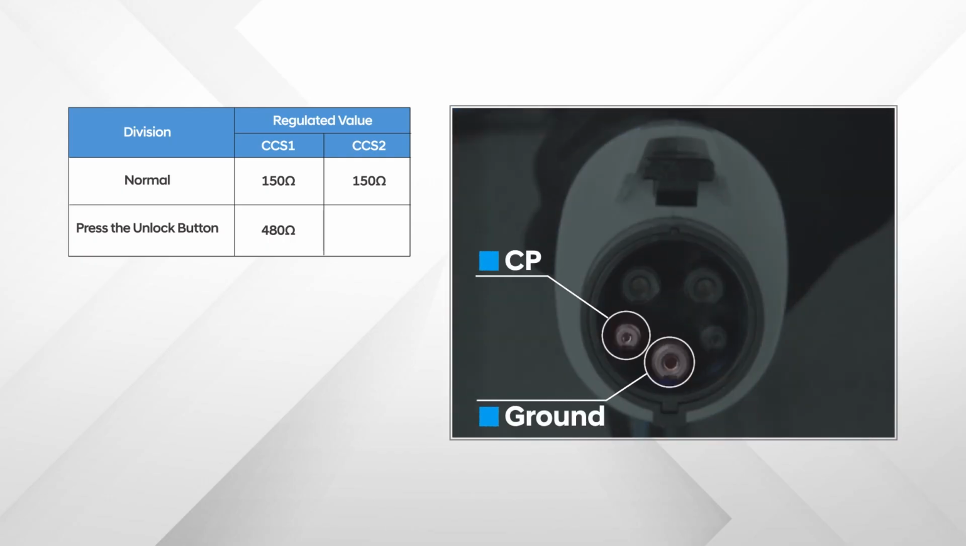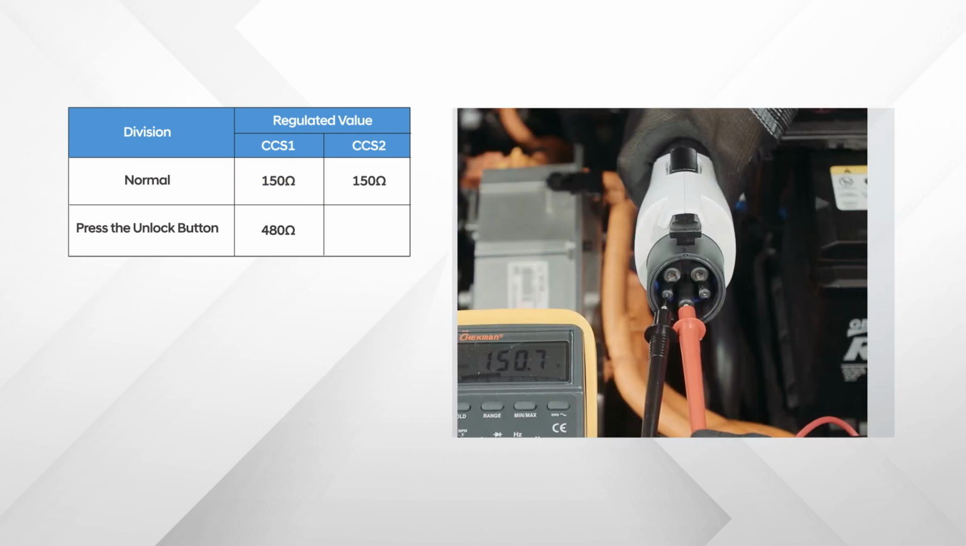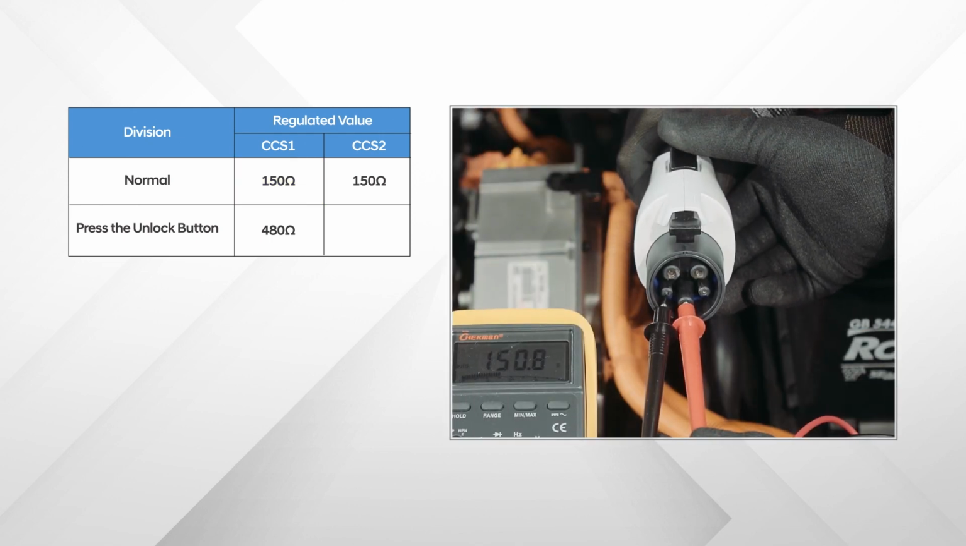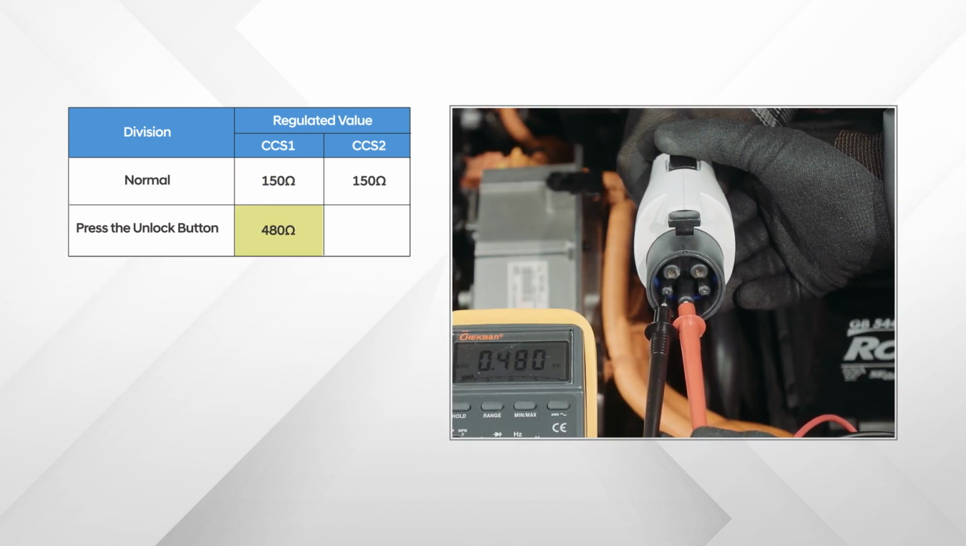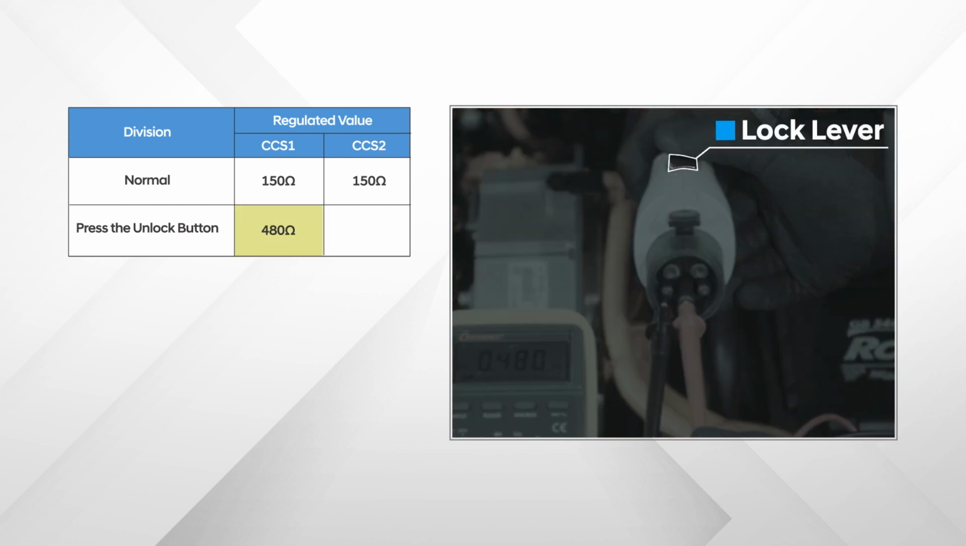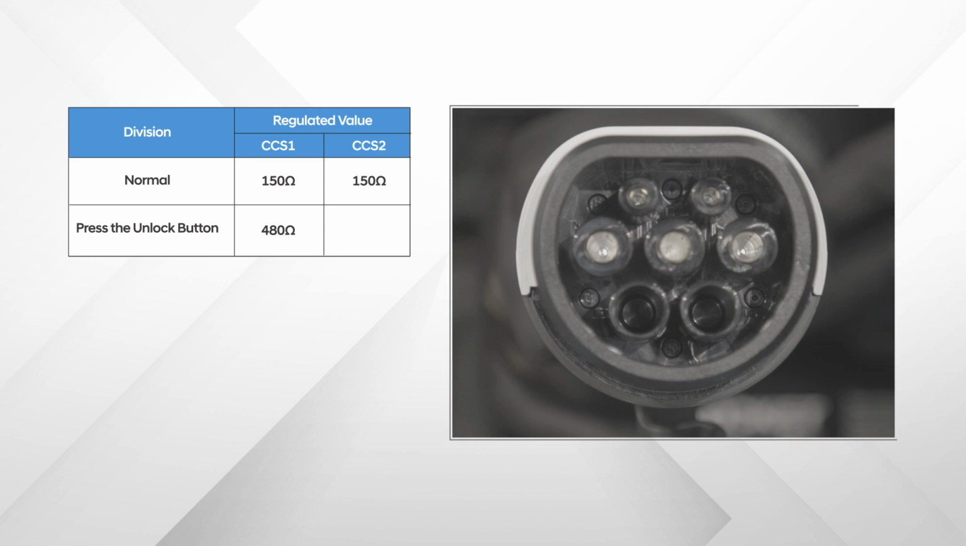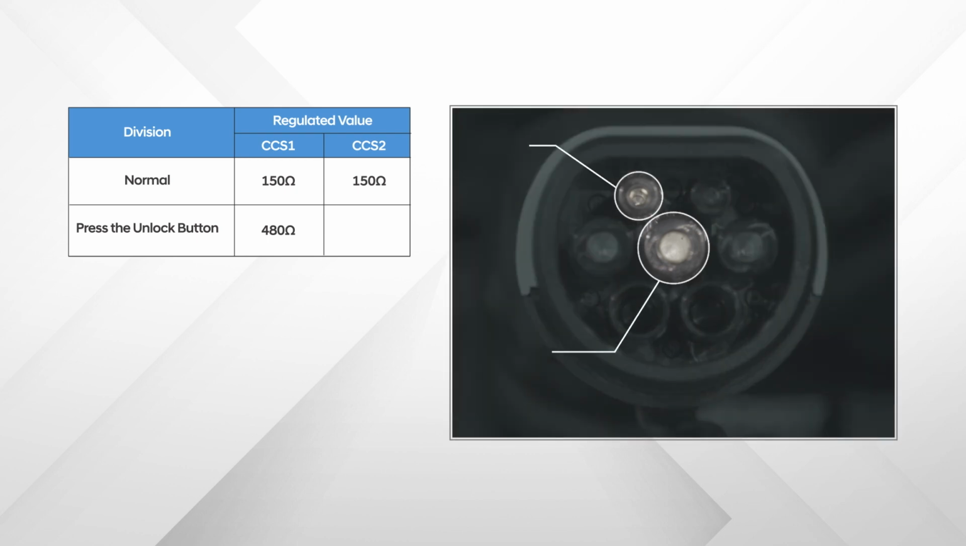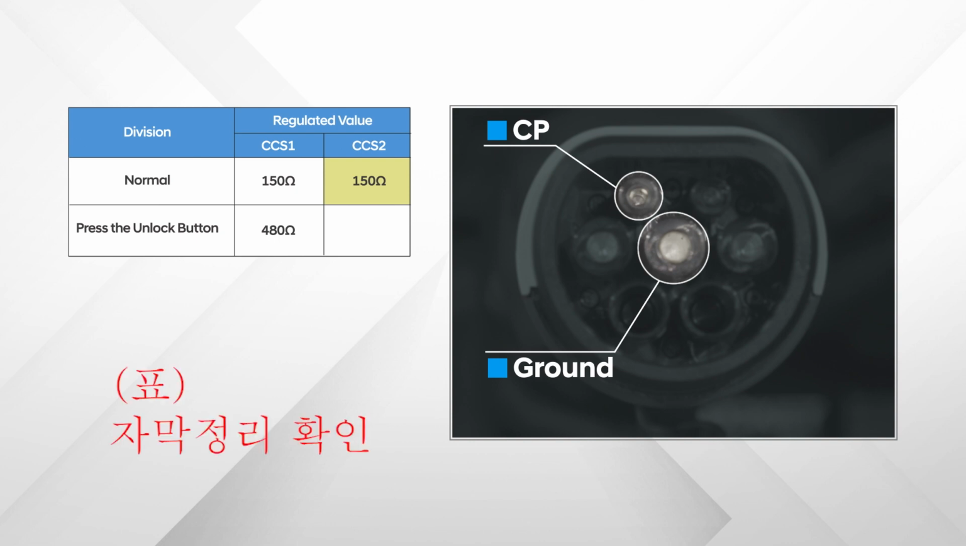The default resistance for Combo Type 1 is 150 ohms. The measured value with the lock lever pressed should be 480 ohms. Combo Type 2 has no lock lever, but has 4 kinds of resistances according to the charging cable maximum capacity. If 680 ohms is measured in the ICCB, it is normal.